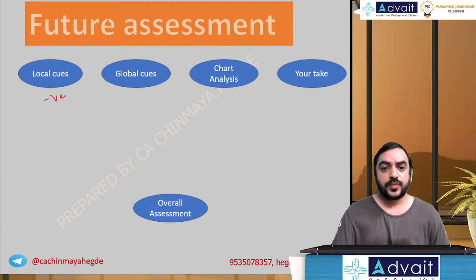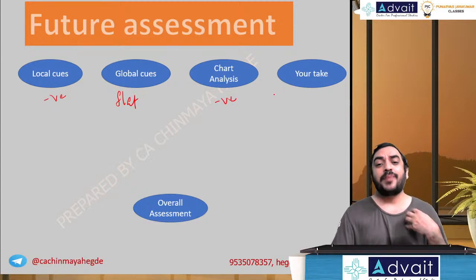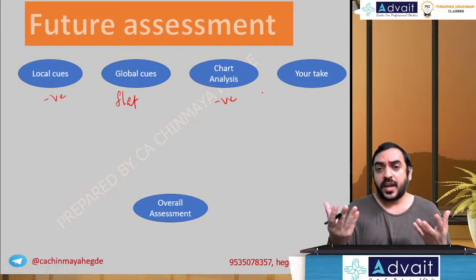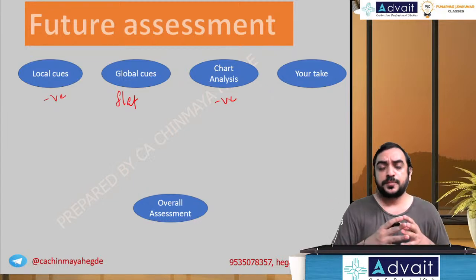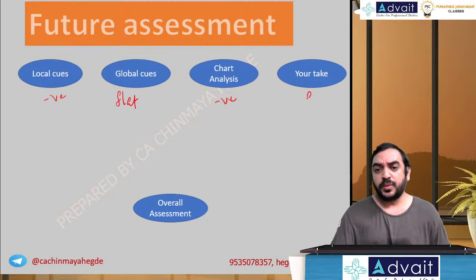Okay, so global cues are flat, I would say. Chart analysis, the Indian chart is still negative. So what is my take? What is my intuition? Based on the charts I've seen, I think my take is going to be flat still.